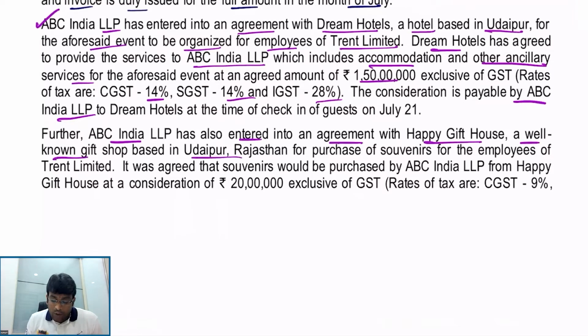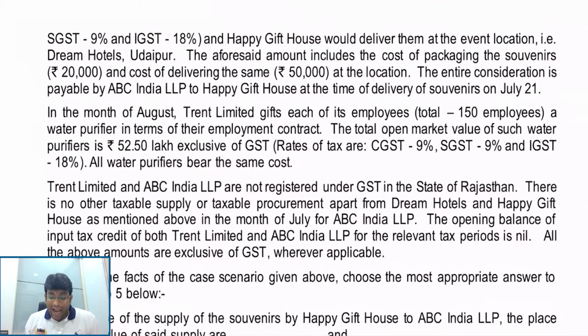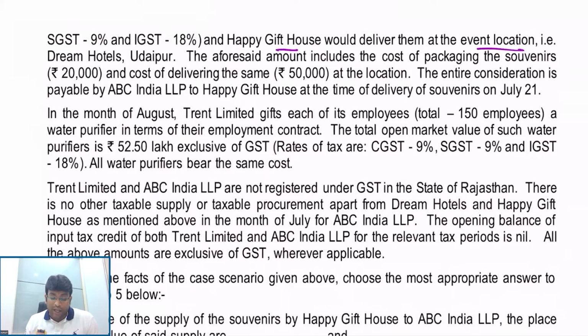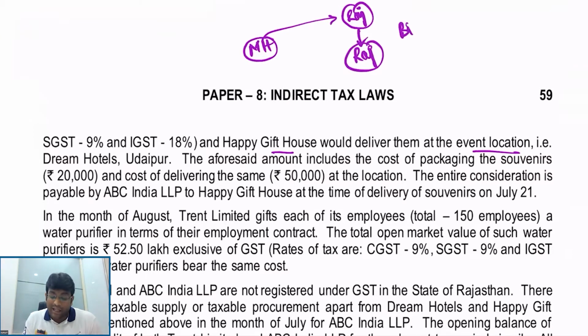Then, further, ABC India LLP has also entered into an agreement with Happy Gift House, a well-known gift shop in Udaipur, Rajasthan, for purchase of souvenirs for the employees of Trent Limited. It was agreed that souvenirs would be purchased by ABC India LLP from Happy Gift House at a consideration of 20 lakh, exclusive of GST, and Happy Gift House would deliver them at the event location. So a Maharashtra person has instructed a Rajasthan person to deliver it in Rajasthan. So this is something like a bill-to-ship-to model.